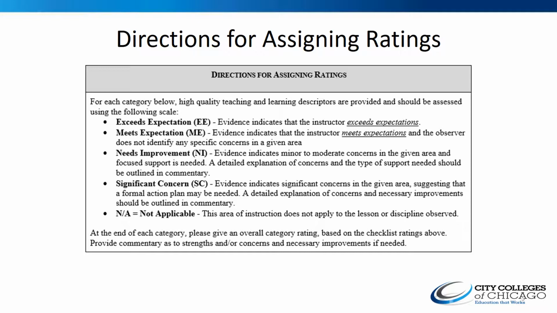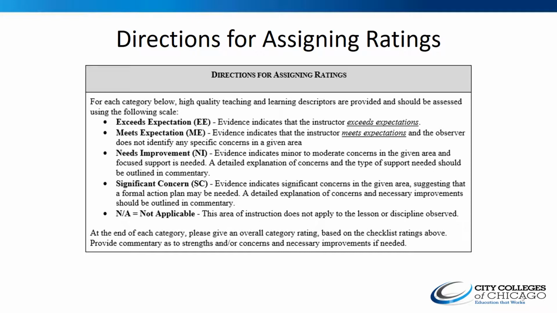Directions for assigning ratings. We have a total of 5 potential ratings that can be selected to support high quality teaching and our learning descriptors that are provided. Exceeds expectation, EE. Evidence indicates that the instructor exceeds expectations. So for any exemplar work that is observed during the evaluation, it can then be selected as an exceeds expectation. Meets expectation. This will be similar to satisfactory work in which evidence indicates that the instructor meets expectations and the observer does not identify any specific concerns in a given area.